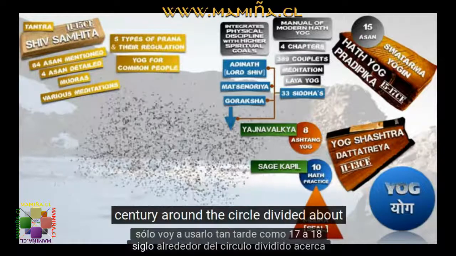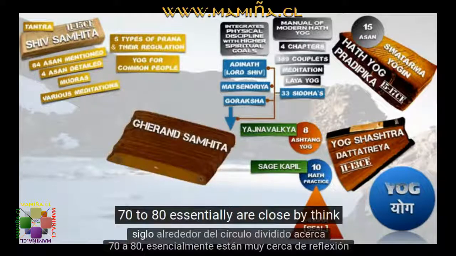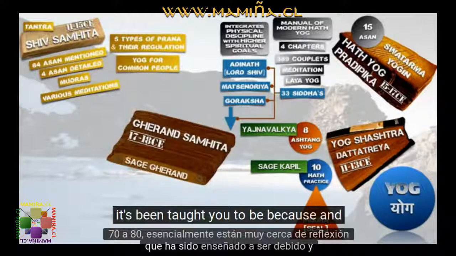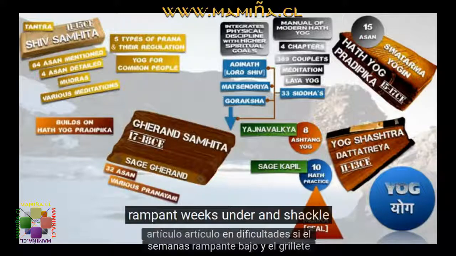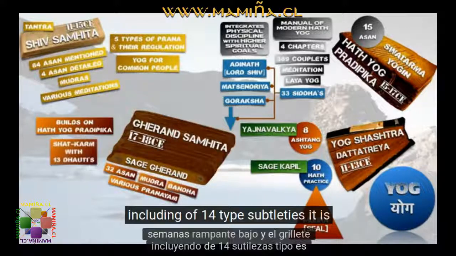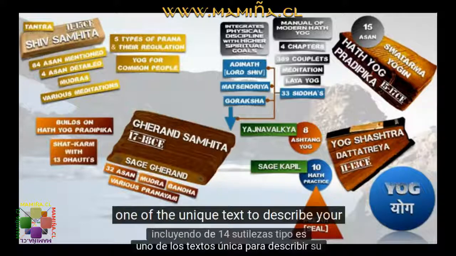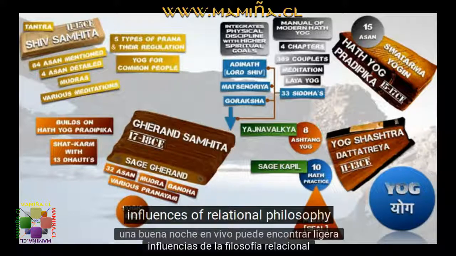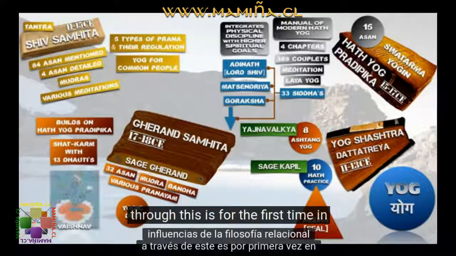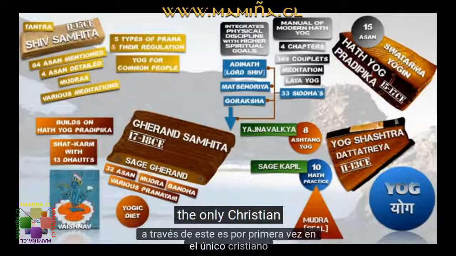Gheranda Sahita, codified around 17th to 18th century, authored by sage Gherand. It builds on Hatha Yoga Pradipika and describes 32 asanas, different pranayam techniques, mudra, bandha and shatkarma, inclusive of 13 types of dhotis. It is one of the unique texts to describe yogic diet in length. One can find slight influences of Vaishnava philosophy through this treatise for the first time in yoga literature.